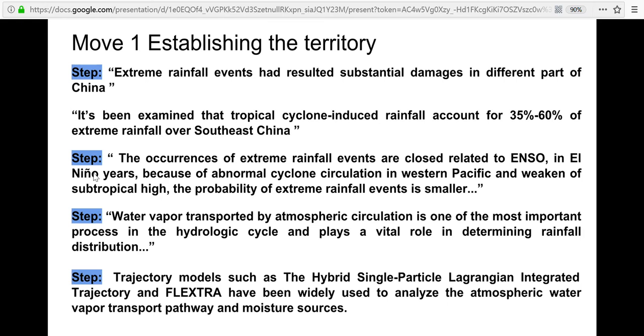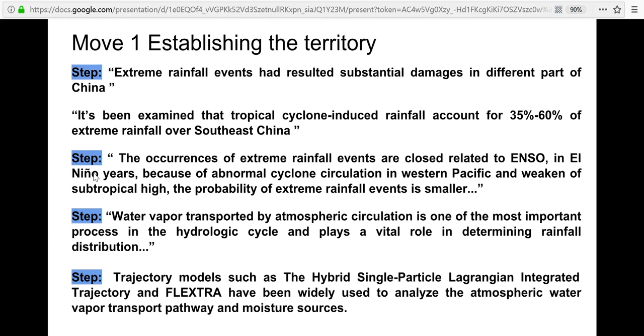With those two sentences, I emphasize the importance of learning about extreme rainfall over China, and then I expand the topic to the impact of ENSO on tropical cyclone activity. The occurrences of extreme rainfall events are closely related to ENSO in El Nino years because of and so on. And in this part, I introduced the background knowledge about ENSO and its relationship with tropical cyclones and rainfall. After that, I introduced the water vapor transportation over China. Water vapor transported by atmospheric circulation is one of the most important processes in the hydrological cycle, and so on.